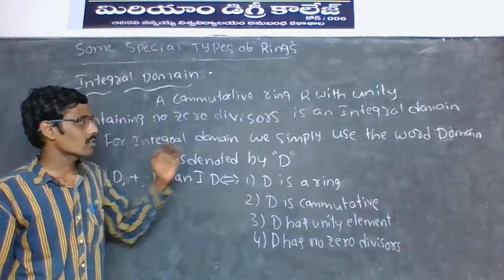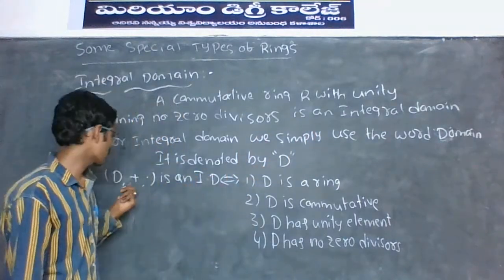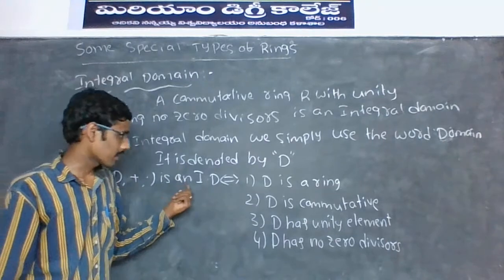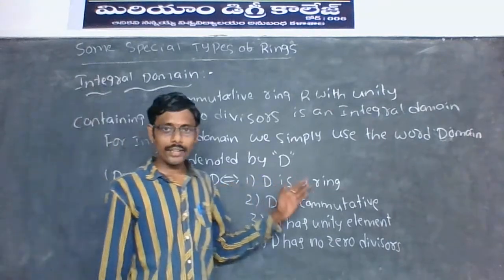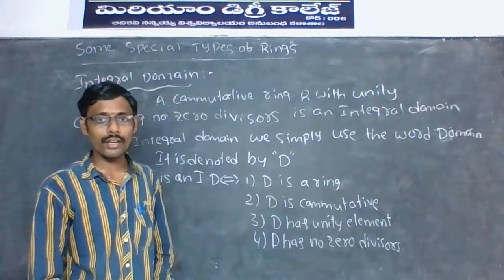For integral domain, we simply use the word domain. It is denoted by capital D. In condition notation, (D, +, ·) is an integral domain. First one, D is a ring. It satisfies R1, R2, R3, R4, R5 and R6.